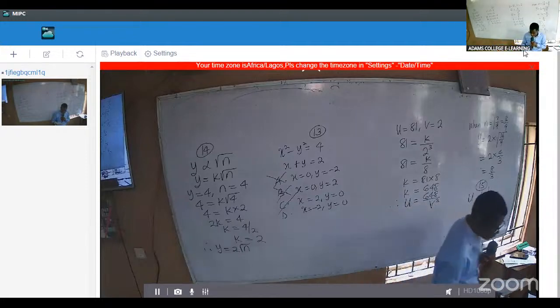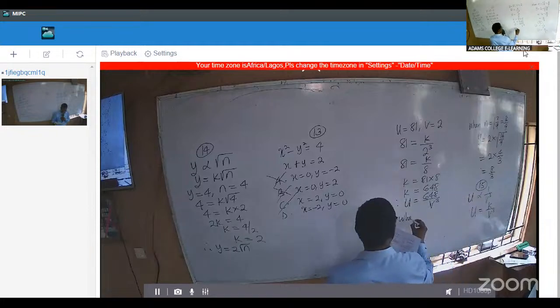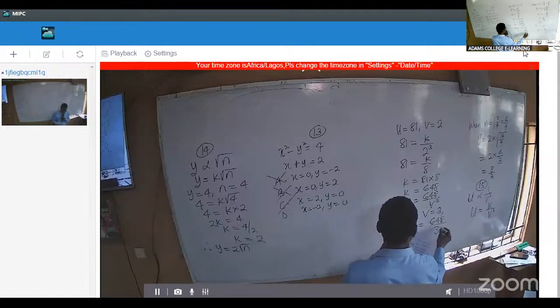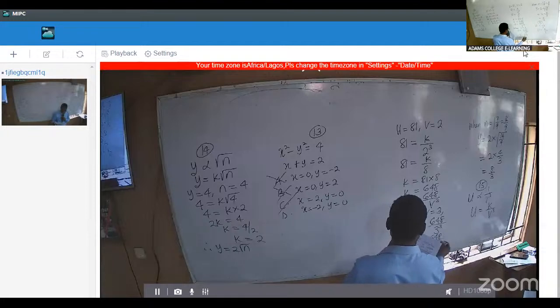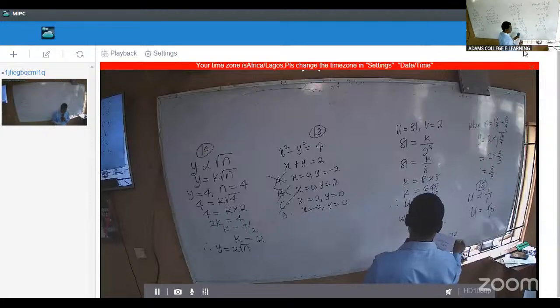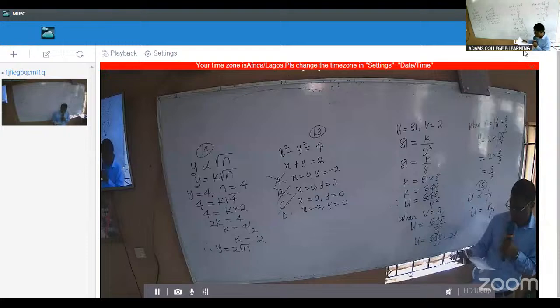What are we going to do? Find U when V is 3. So I'll say when V is 3, our U will now be 648 all over 3 raised to power 3. So our U will now be 648 over 27. What do you get? 24. Number 16.